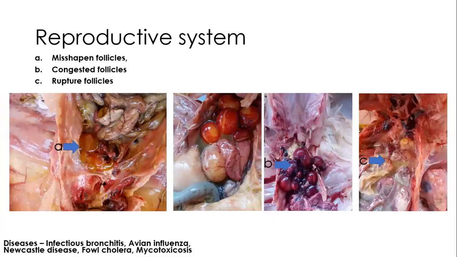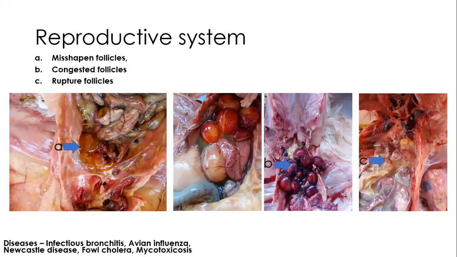Let's go to the reproductive system. In the reproductive system, we have misshapen follicle, congested follicle, ruptured follicle, as you can see in various pictures, and the arrows are pointed. This is just, like I said, to give us a mental picture. When you are reading your manual and they mention some of these things, you should be able to marry the picture of what you are supposed to see in all the diseases with what is written in the book or in the note that you are reading.